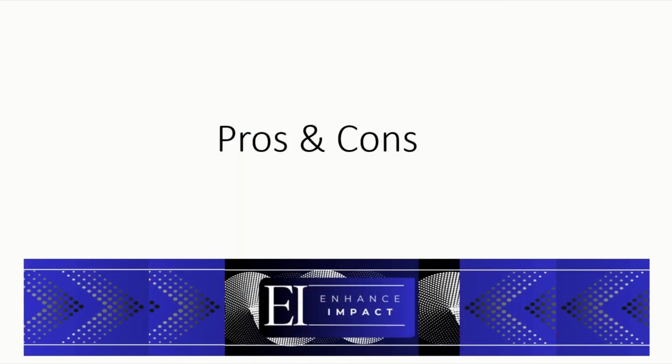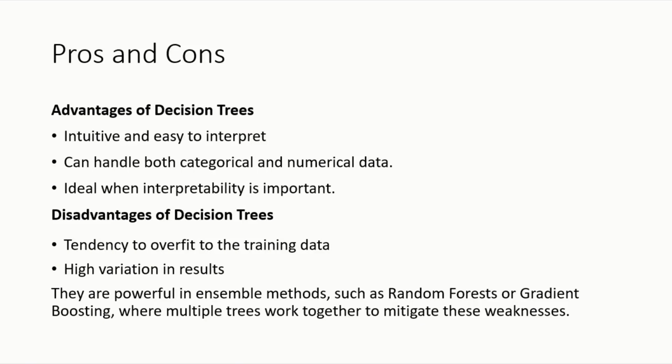So let's talk about the pros and cons of using decision trees for classification. The advantages of decision trees is that they're intuitive and easy to interpret. They can handle both categorical and numerical data, and they are ideal when interpretability is important. The disadvantages of decision trees is that they have a tendency to overfit to the training data, and they have high variations in results. And so it makes their predictions really unstable. They are, however, powerful in ensemble methods such as random forests or gradient boosting, where multiple trees work together to mitigate these weaknesses.